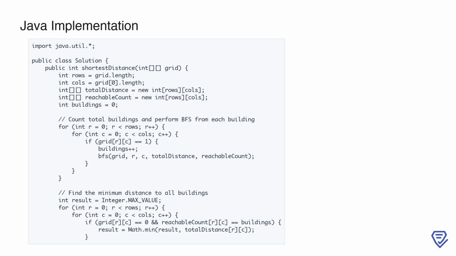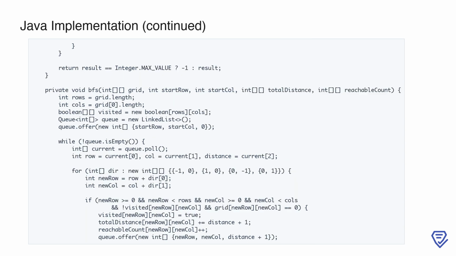When we encounter a building, we increment the buildings counter and call a helper method BFS to perform a breadth-first search from that building. This BFS updates the distance and reachability matrices for all reachable empty land cells. After processing all buildings, we loop through the grid again to find the minimum distance to all buildings from any empty land cell. If a cell is empty, reachable by all buildings, and has the smallest total distance so far, we update the result. The goal here is to ensure that we find the optimal cell or return -1 if no such cell exists.